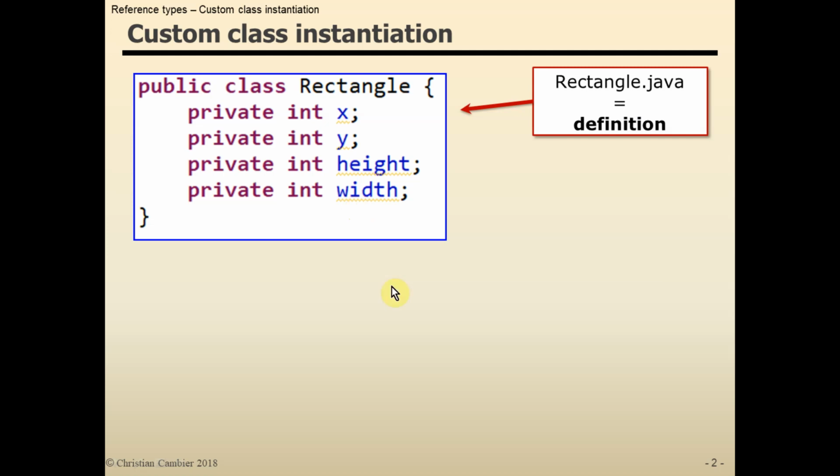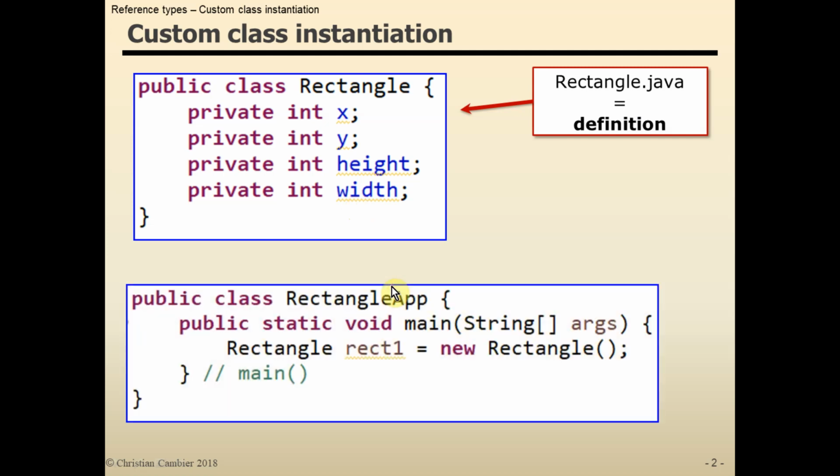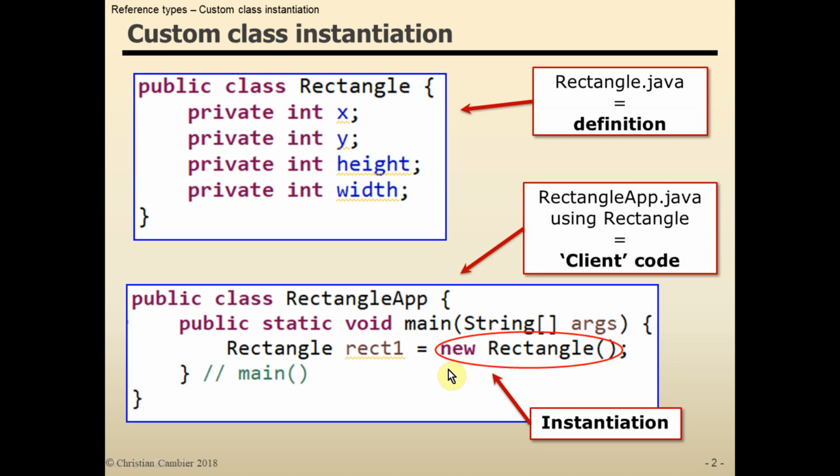The other class contains the main method, in which a rectangle object is created. This class represents the client code. Client code is simply put the user of a given class. In this example, the client code uses a Rectangle class in order to create an instance of it. Let's see what happens in memory when we execute that statement.